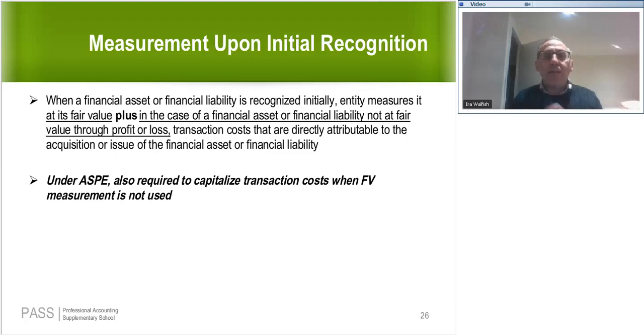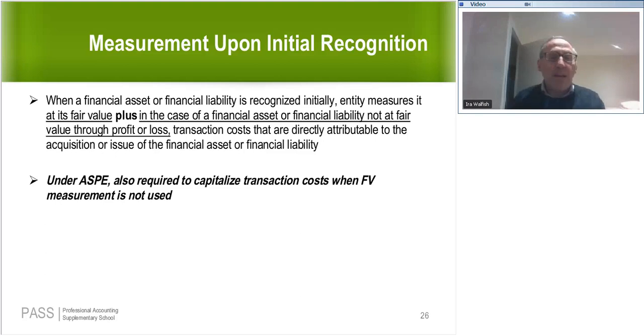So unless I'm dealing with the fair value through profit or loss classification, I would also add the transaction cost directly attributable to the acquisition or issue of the financial asset or liability. So unless you're using the FVTPL category, that's the acronym for financial asset or financial liability at fair value through profit or loss, you capitalize transaction cost. If you are using that category, you would expense transaction cost. So you would expense, for example, your brokerage cost.